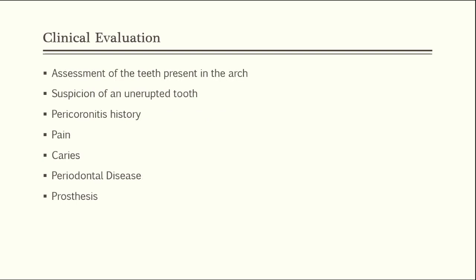So, clinical evaluation: we need to assess the teeth that are present in the arch. First, we suspect that there is an impacted tooth or an unerupted tooth. We ask about pericoronitis history. How many times did it happen? Pain, caries, periodontal disease, prosthesis, if there's any prosthesis surrounding the tooth. All of those must be accounted for before we make the clinical examination.